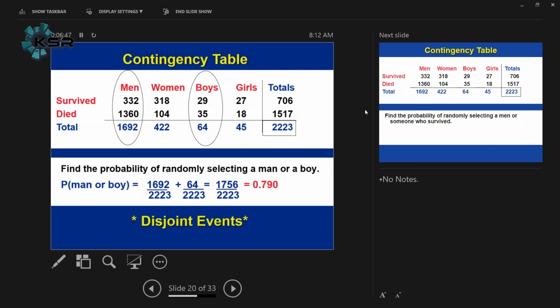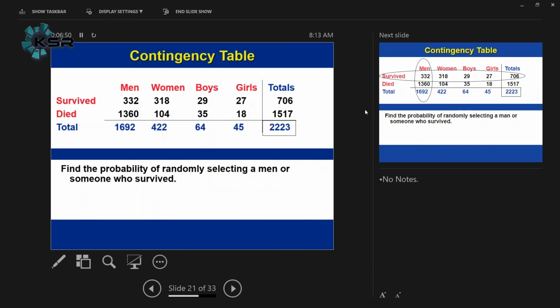Now both are disjoint. For example, let's take the same case and find the probability of randomly selecting a man or someone who survived. Please understand the question. Randomly selecting a man or someone who survived means, first, under the man we get both survived as well as dead. Second, we need to select only survived.